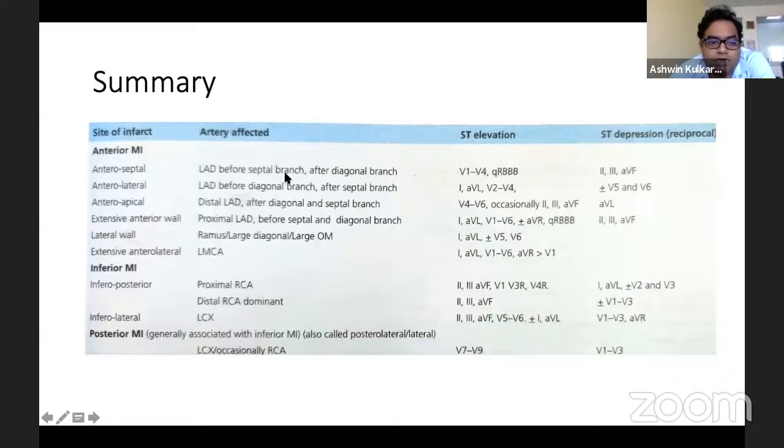So this is the summary here. I think it is given in most of your books regarding all the MIs: anteroseptal V1 to V4, anterolateral lead 1, aVL, V2 to V4, anteroapical extensive MI as I discussed, lateral wall MI, and then the most important, that is the LMCA occlusion. At the same time, here you should remember the De Winter T waves and Wellens syndrome. Inferior wall MI, where we have to know whether it's an RCA occlusion or LCX occlusion, and posterior wall MI, which is generally associated with inferior MI due to occlusion of the right coronary artery.